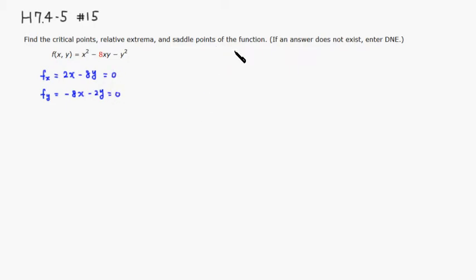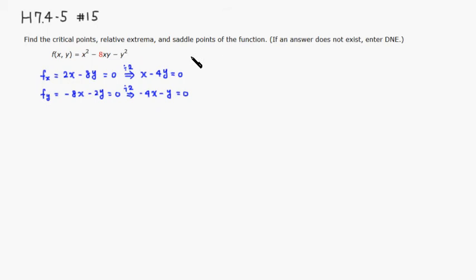Then let's see. Everything seems to be even numbers, so we can divide everything by 2 to make it look simpler. So you have x minus 4y equals 0. The other one, same deal, divide through by 2. So you have negative 4x minus y is equal to 0.